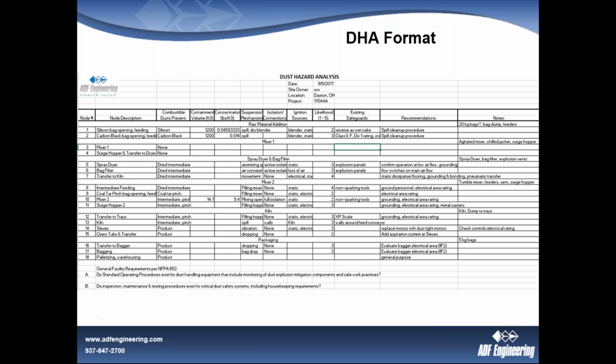When you do a PHA, conversely, for flammable liquids and flammable vapors, you'll find other columns here such as severity and detectability. Those things are consistent. They're always the same. We're always talking about dust in a DHA, so we eliminate those columns and really just focus on the likelihood.